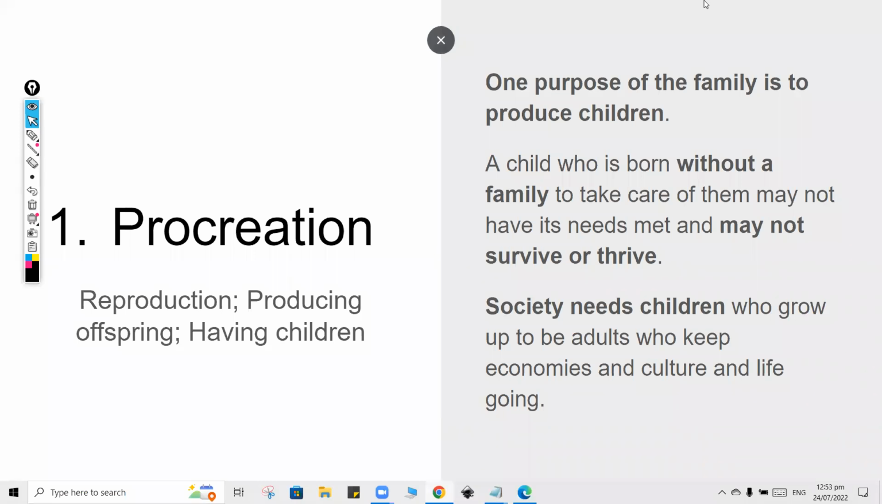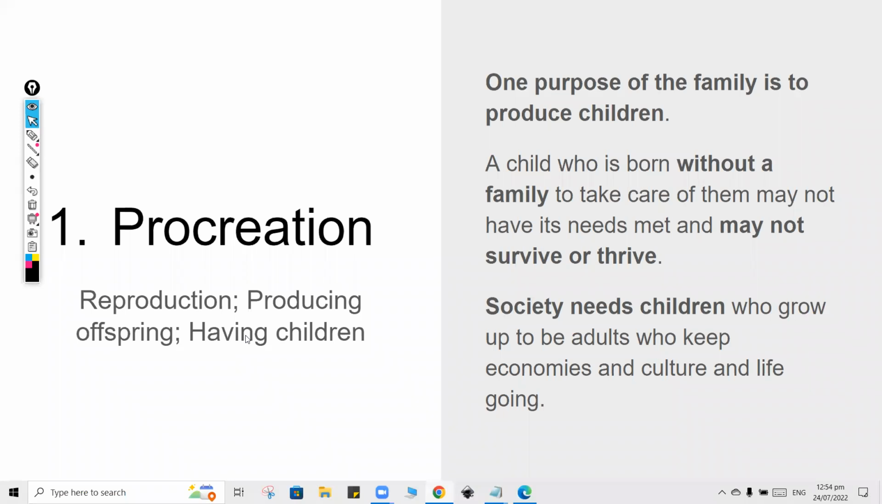Okay, so families are responsible for procreation, reproducing. These are all different ways to say procreation. Procreation is an unusual word, so these are ways that we are more familiar with of conveying the idea. So reproduction, producing offspring, having children. All of this is what a family does, right? And on the right, we have a little bit more explanation. So you could shorten it if you like. But we need the general ideas here, right? We need to be able to explain it.